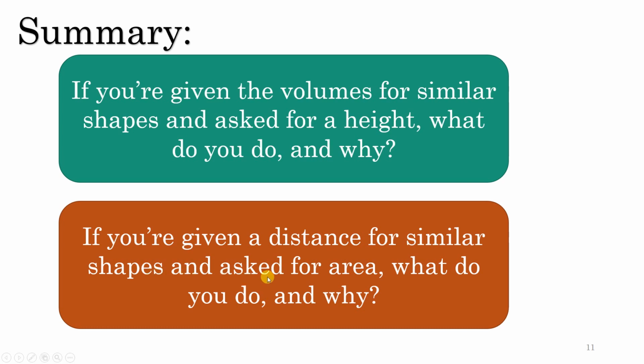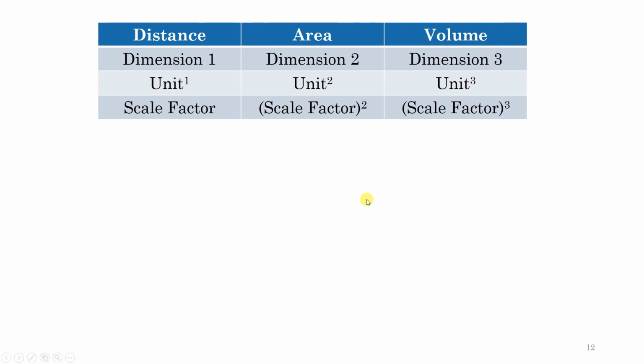Now, if you're asked for area and you're given distance, well, distance is just an exponent of 1. So you'd have to square the scale factor before you set up your proportion that you can solve. That's it. So for area, you got to make sure that your scale factor is squared. If you're given something that has a scale factor that's being cubed and you need a distance, you have to take the cube root. So putting it all back together, right?